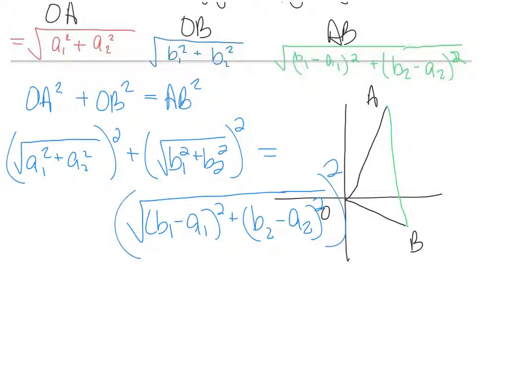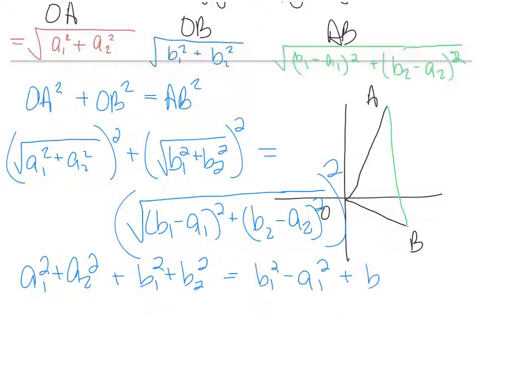Well, you know when you flat out square a square root, the square and the square root cancel each other. So I get A1 squared plus A2 squared plus B1 squared plus B2 squared equals B1 squared minus A1 squared plus B2 squared. Oh, no. My bad. Erase that and that and that and add this and that. Phew, that was a little messy. All right, I'm not done yet though.